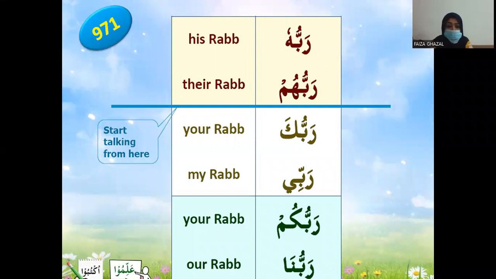I will give the chance to this sister, Shanza. Please, Sister Shanza. Walaikum assalam wa rahmatullah. Rabbuhu, his Rabb. Rabbuhum, their Rabb. Rabbuka, your Rabb. Rabbi, my Rabb. Rabbukum, your Rabb. Rabbana, our Rabb. Perfect, mashallah. But sister, it's not Rabbana, it's Rabbuna. Rabbana is for a different meaning. Jazakallah, sister. Now we go to the next slide.